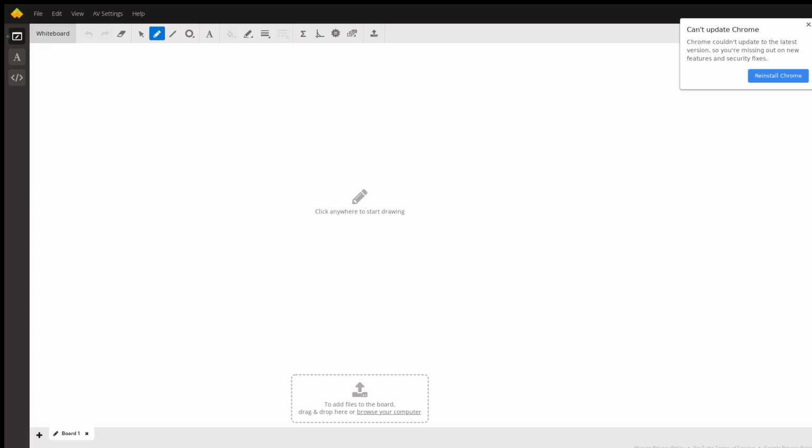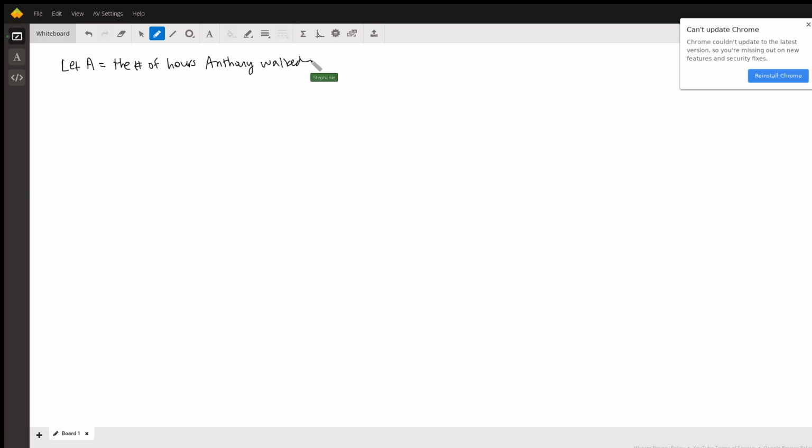To solve the equations, let's set up our variables. So I'm going to let A equal the number of hours Anthony walked, and let B equal the number of hours Bob walked.